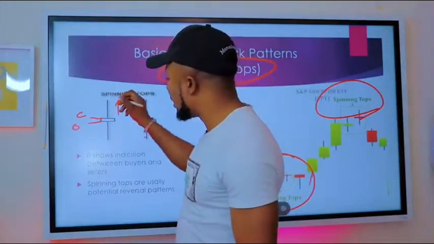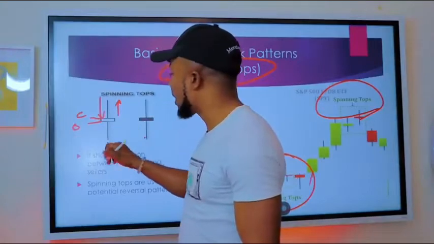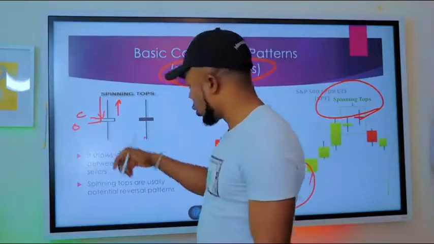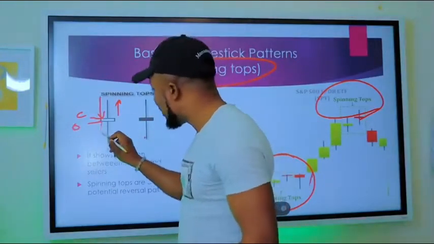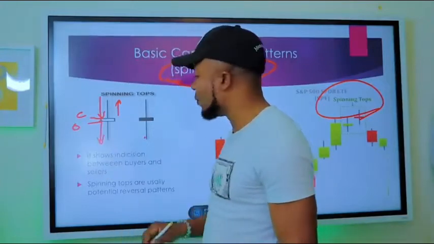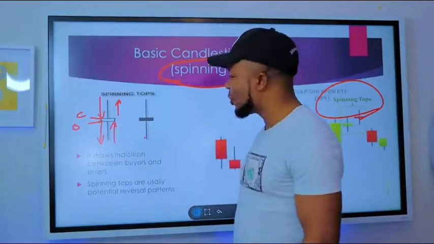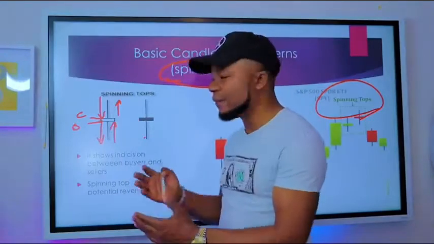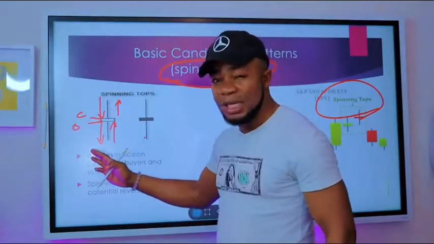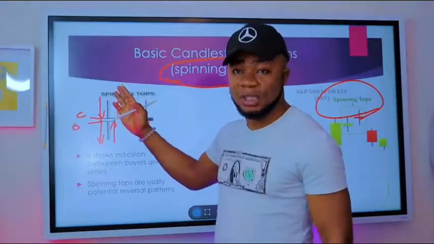What happened? The sellers came in and pushed the market back to this particular level. On the opposite side, the sellers pushed the market right down to this particular level. What happened? The buyers came in and pushed the market back to this particular level. So you can see a counteracting force happening. The sellers are pushing the market down and the buyers are pushing the market up.